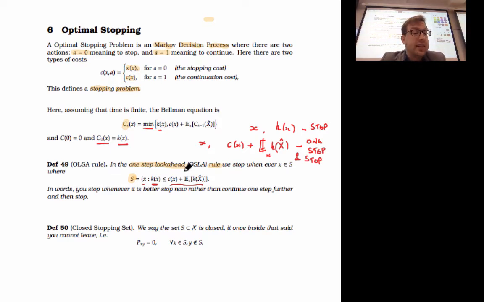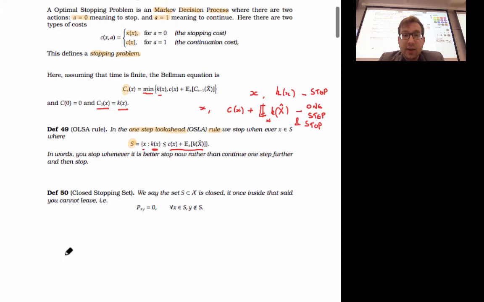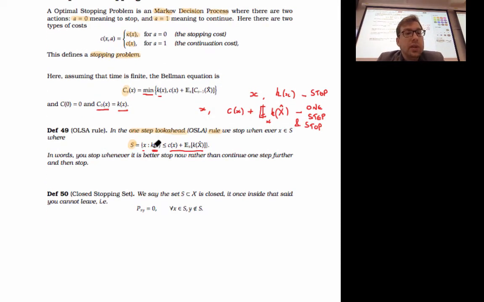In a specific setting, that's actually an optimal rule. You don't need to do this kind of backwards solving or have anything complicated that looks too much further into the future. That quite simple rule can be optimal in quite a lot of different circumstances. The specific set of circumstances is when this set S is closed. I don't mean closed in the topological sense of a closed set or an open set. I mean closed in the sense of this definition here.